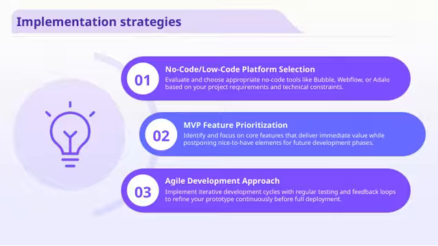And finally, adopting an agile development approach is key. By working in iterative cycles, you can regularly test and gather feedback on your prototype. This continuous refinement ensures your product evolves effectively before moving into full deployment. Connecting all these points, the main idea is to stay flexible, prioritize wisely, and choose the right tools, so you can build efficiently and adapt as you go.